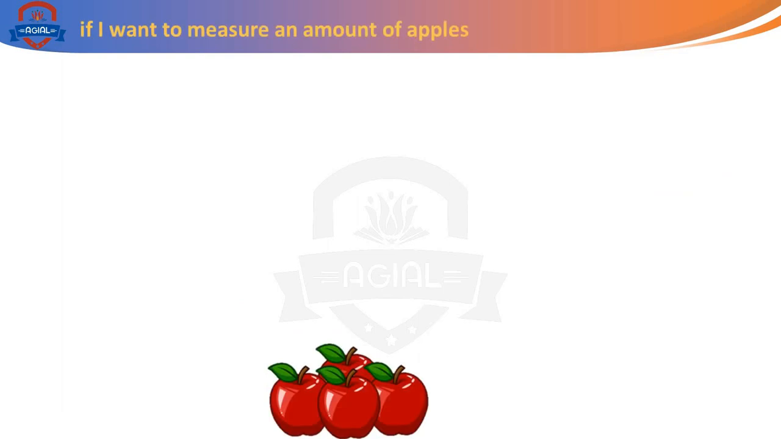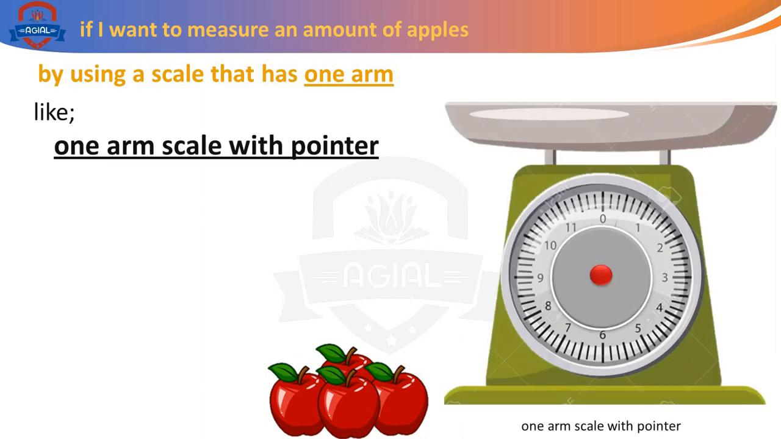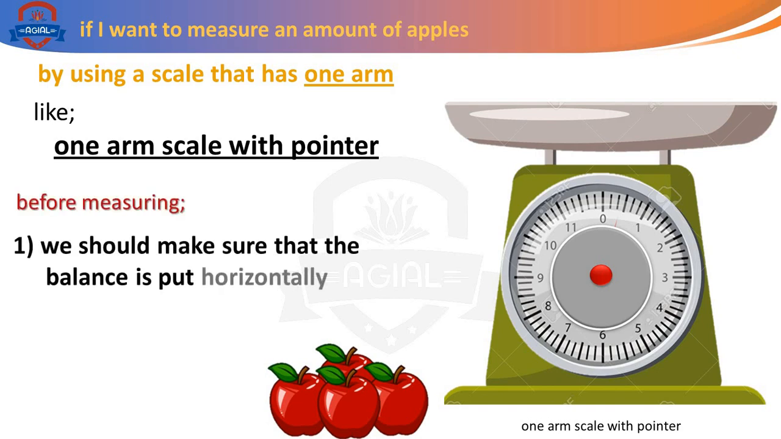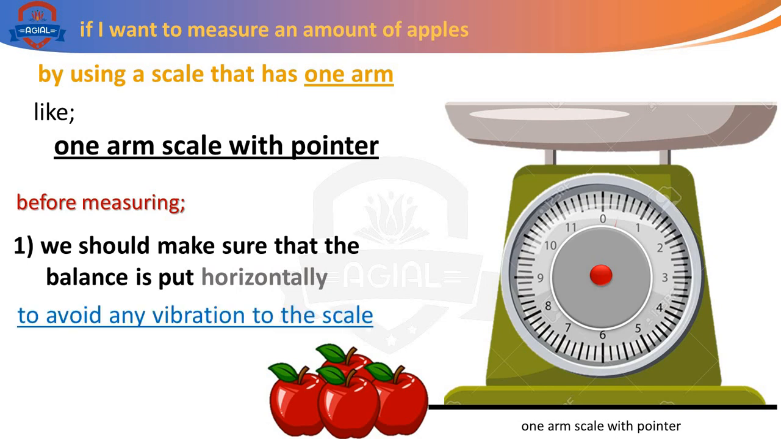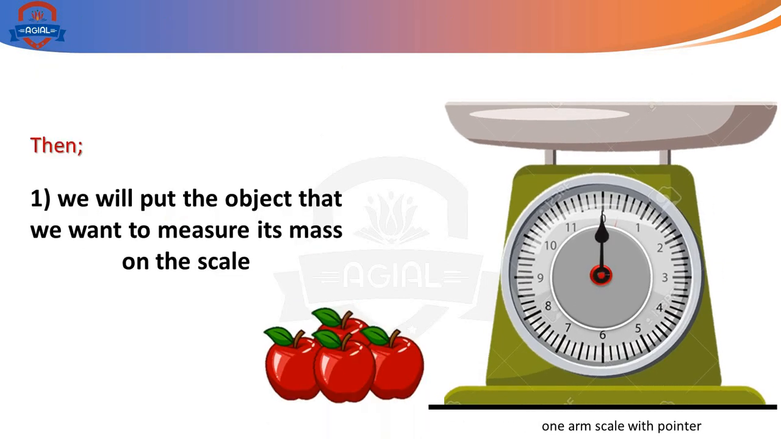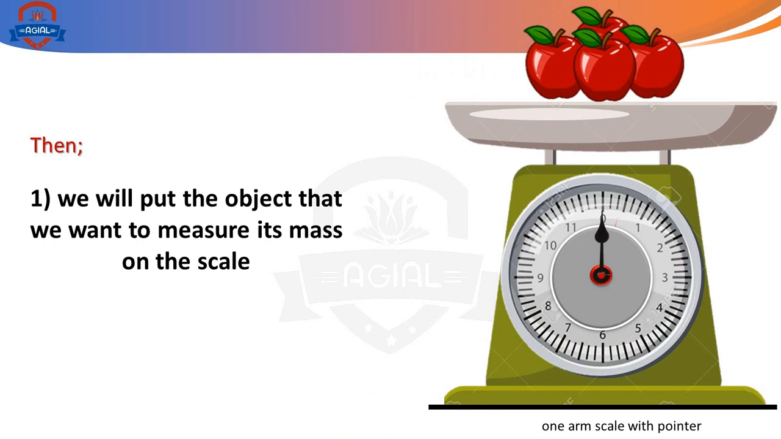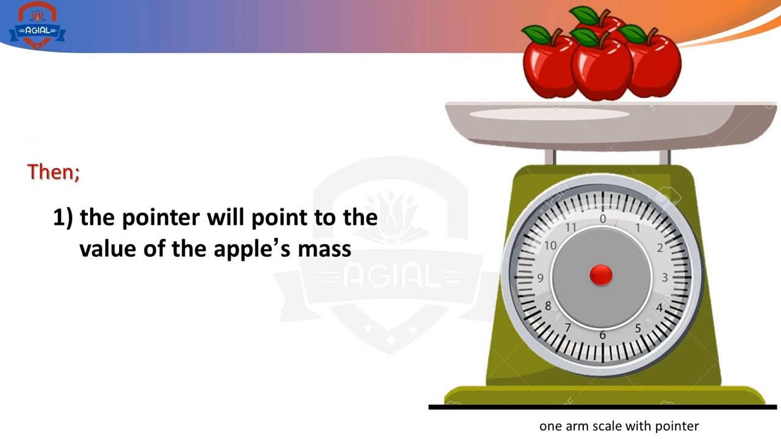If we want to measure an amount of apple by using a scale which has 1 arm, like the 1 arm scale with pointer, before measuring we should make sure that the scale is put horizontally. Horizontally means put in one line to avoid any vibration to the scale. Then we will put the object that we want to measure its mass on the scale. The pointer will point to the apple's mass, which equals 2 kilograms.